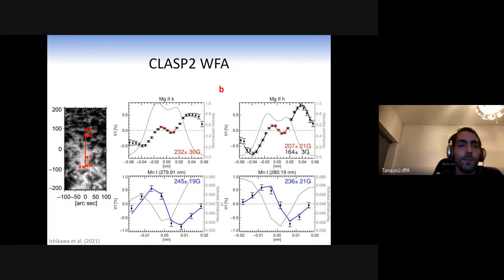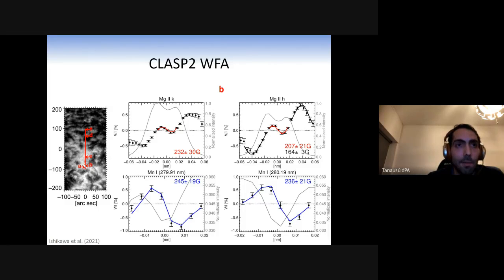and they will give us an idea of the magnetic field in the lower chromosphere. So here on the left, we have the slit-jaw image, and this is the slit of the spectrum. And here I'm going to show some of the profiles in different positions of the slit.